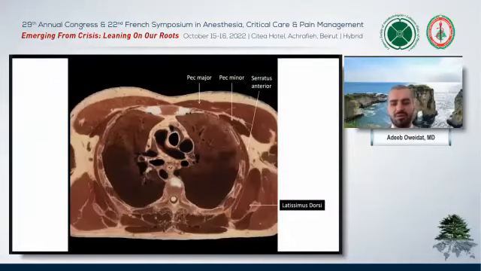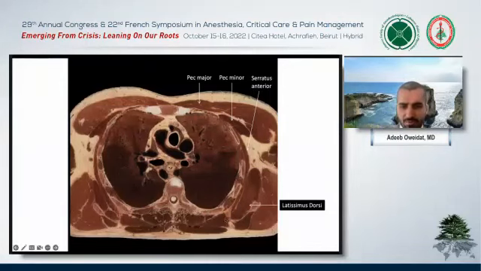So this is a very nice cross-sectional view of the thorax, and I want you to focus on this picture because understanding this anatomy will allow us to understand how to perform these blocks. If you look more posteriorly, you will see the transverse process on both sides here. And superficially, you have the three muscle layers of the spine: the spinalis muscle, the iliocostalis, and the longissimus muscle. So these muscles correspond to the erector spinae muscle.